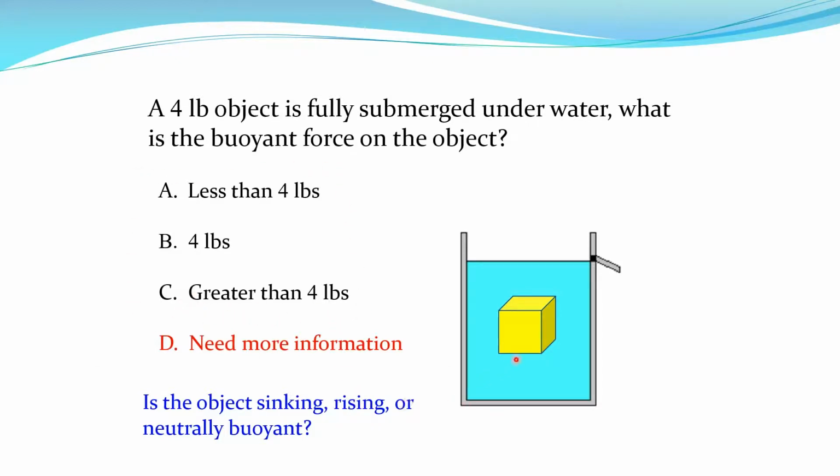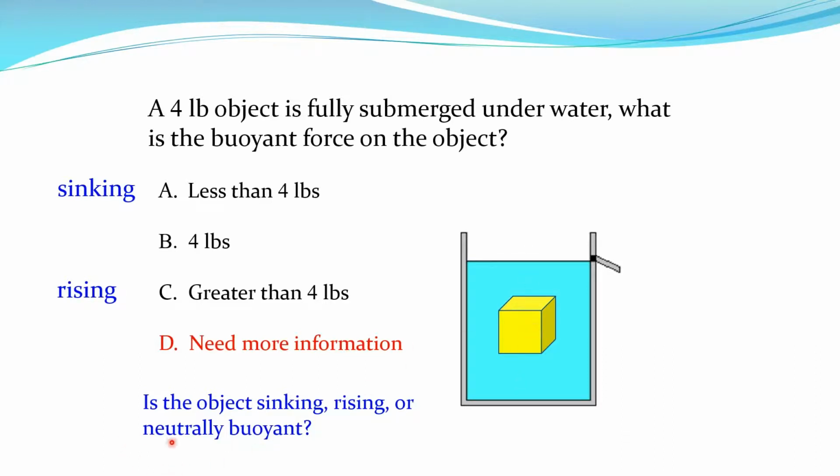Now let's decide, what if the object was placed underwater like that and then released and it started to sink? If it starts to sink, that means the buoyant force must be less than its weight. So A would be my answer if I knew that it was sinking. If I knew it was rising, imagine you place a ping pong ball and stick it under water, if you let it go, it's going to shoot up. In that situation, I would say the buoyant force is greater than 4 pounds. So I have more force pushing up than weight pulling down, which is why it rises.